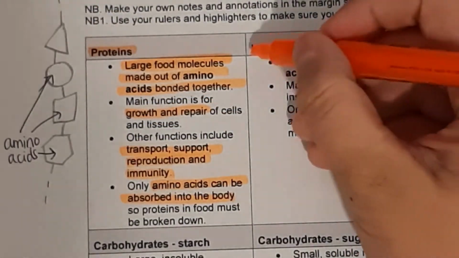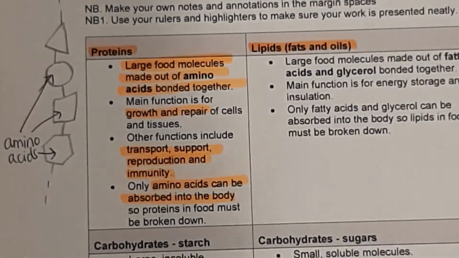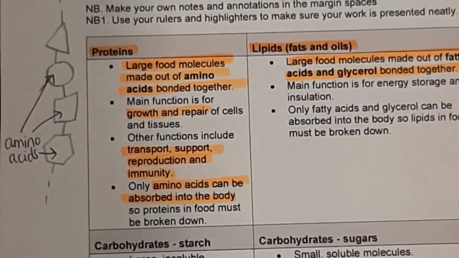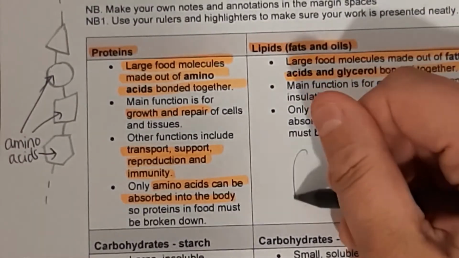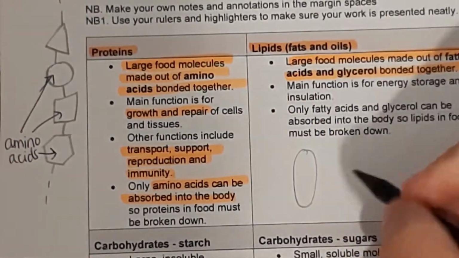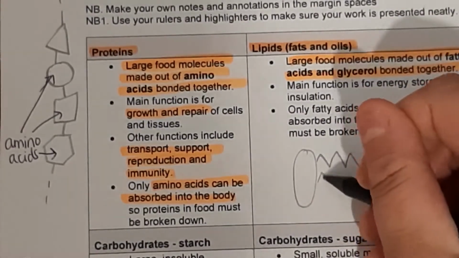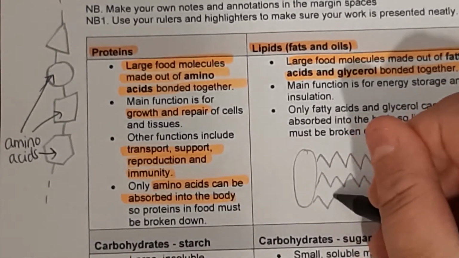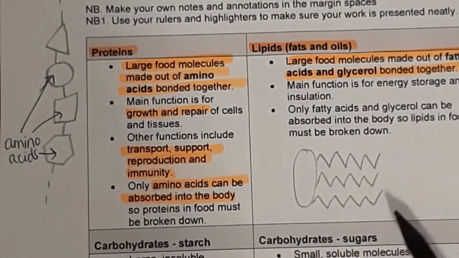Okay, we're going to move on to lipids, which is the scientific name for fats and oils. These are large food molecules made out of fatty acids and glycerol bonded together. In fact, they look a little bit like this. It's just a representation. We have a large oval glycerol, and attached to it we have 3 fatty acid chains, and these fatty acid chains look a little bit like zigzags. So the whole thing looks a little bit like a jellyfish on its side.